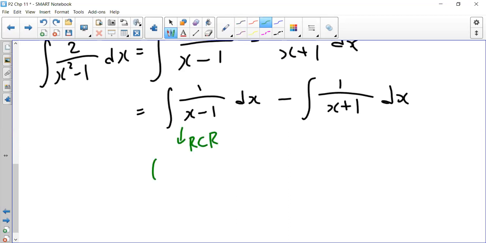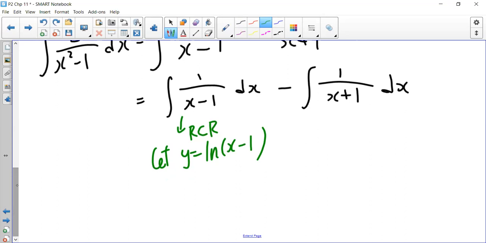Does ln work? It will work in here. So we let y be ln|x - 1|. Now, hopefully you remember the reverse chain rule from chapter 11.2, and hence I stress so much that reverse chain rule is the number one biggest enemy or friend, depending on how you say it, in integration. So it's a love and hate relationship. You love reverse chain rule because it works in a lot of situations, but you hate it because it's not as obvious. So we differentiate to verify that.